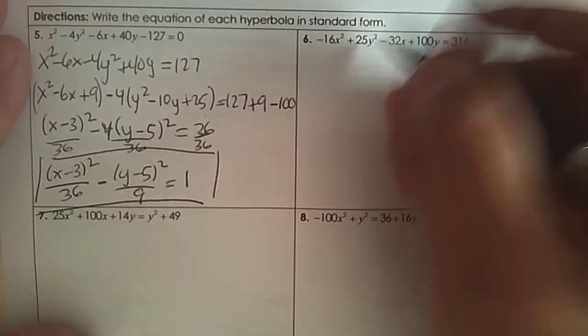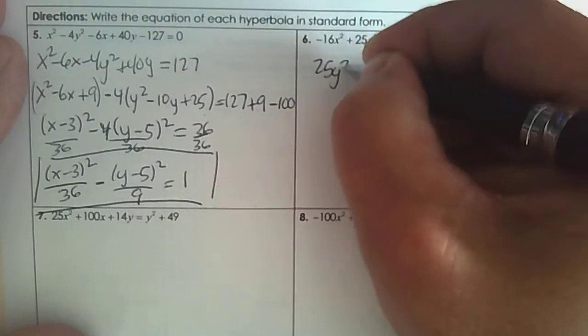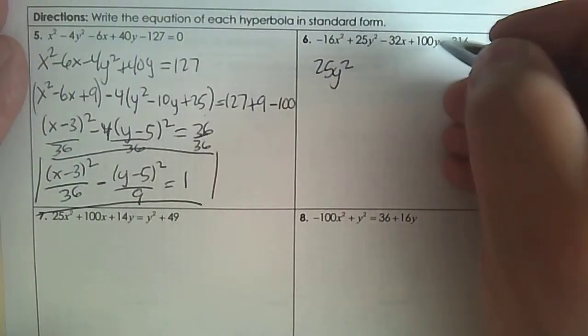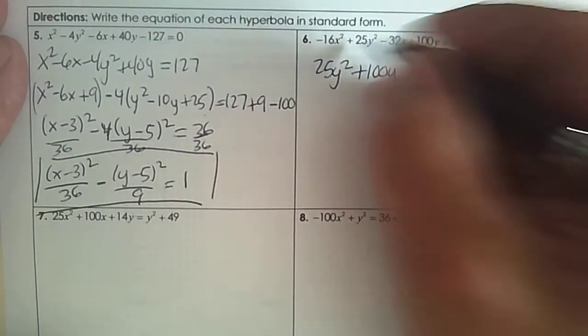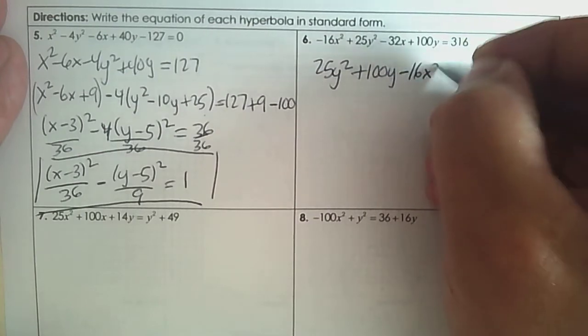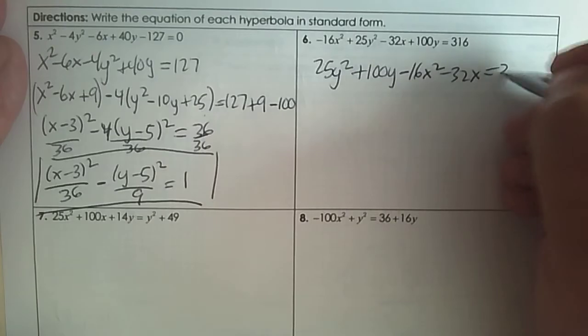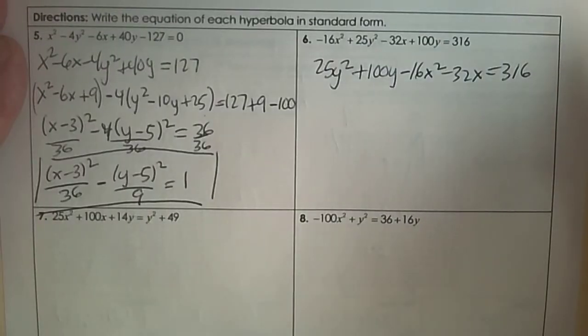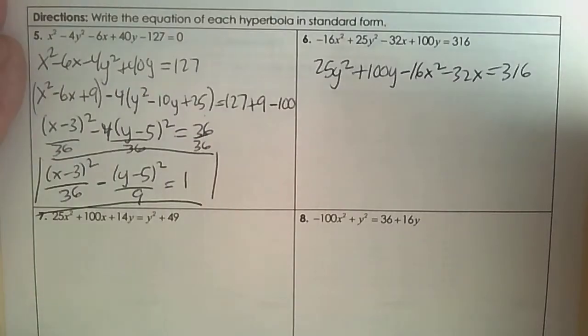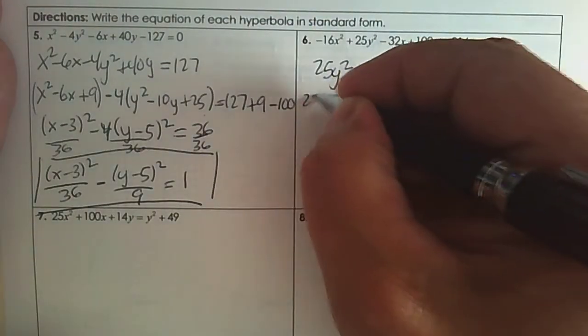So the positive quadratic term first. That's 25y squared. That goes with positive 100y. The negative quadratic term and its partner, negative 32x, and then keep 316 on the right side. We're going to factor and complete the square. So factor out 25.